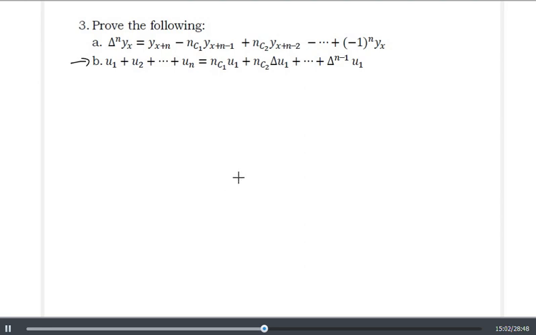But the second one seems a little interesting. u1 plus u2 plus and so on plus un equal to n choose 1 into u1 plus n choose 2 into delta of u1 plus and so on plus delta power n minus 1 acting on u1. So everything we'd like to express in terms of u1.